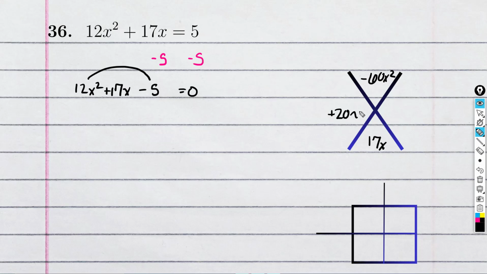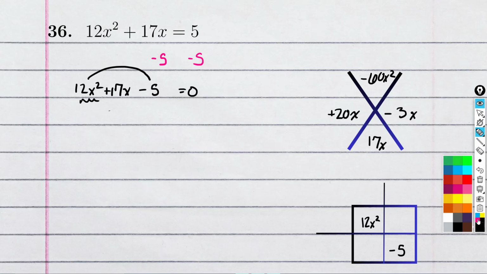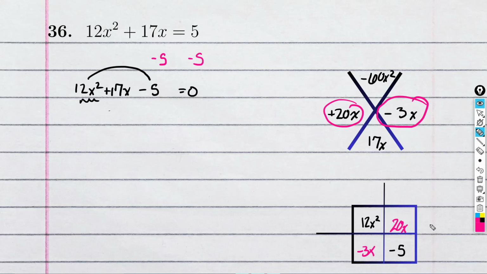And we have a positive 20x and a -3x, and that will give me the difference of 17. So when I go down to fill in my chart, the 12x squared goes here, the -5 goes here, and the 20x and the -3x could be interchanged with whichever spot you put them in. They can go either one of those 2 spots.